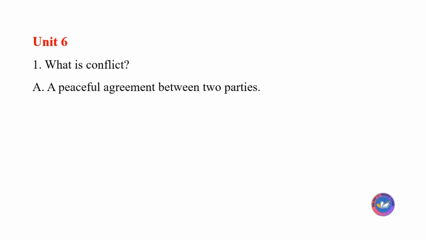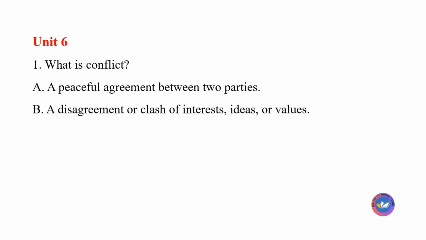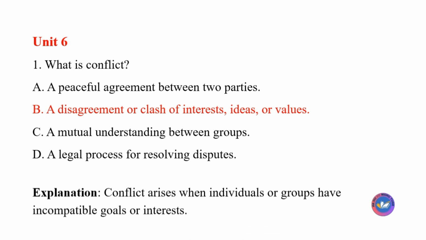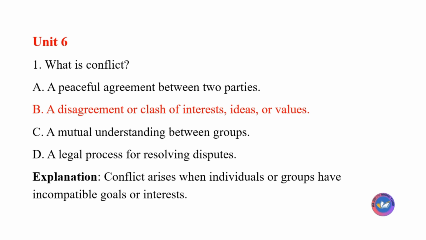Unit 6. Question number 1. What is conflict? A. A peaceful agreement between two parties. B. A disagreement or clash of interests, ideas, or values. C. A mutual understanding between groups. D. A legal process for resolving disputes. The answer is a disagreement or clash of interests, ideas, or values. Conflict arises when individuals or groups have incompatible goals or interests.